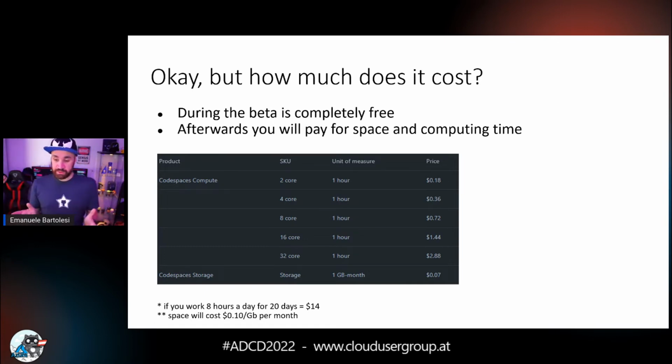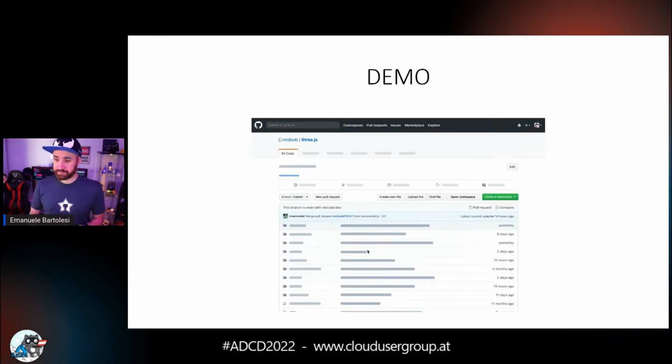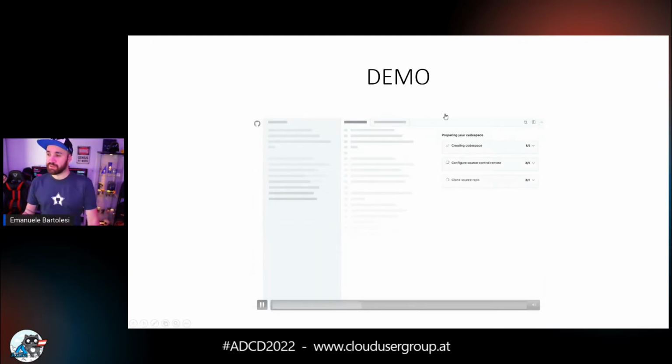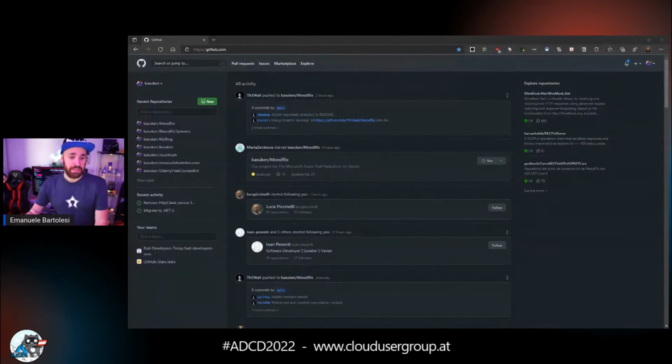And you can also pay for the storage of Codespaces. So if you have source code with 3 GB of text, okay, you spend $0.07 each month. It's not too much, but you have to know it. Okay. So we can start to use Codespaces in our browser.